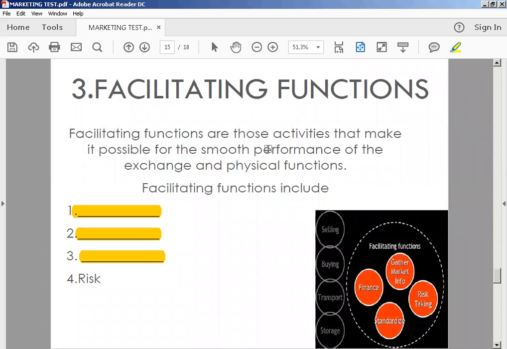Facilitating functions are those activities that make it possible for the smooth performance of the exchange and physical conditions. Facilitating functions include dash and dash and dash and risk factor. Then I proceed further.